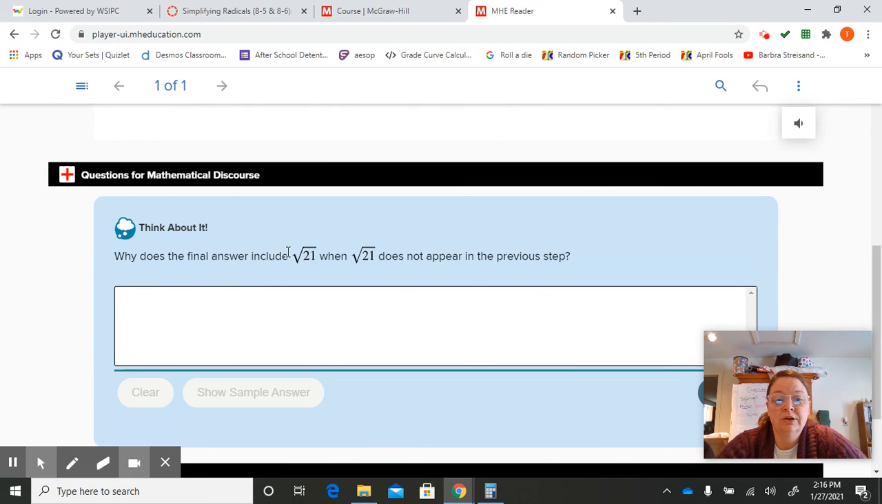Why does the final answer include square root of 21 when square root of 21 does not appear in the previous step? Write down your answer for that and have it ready to go for later.